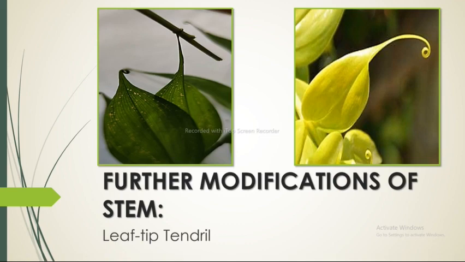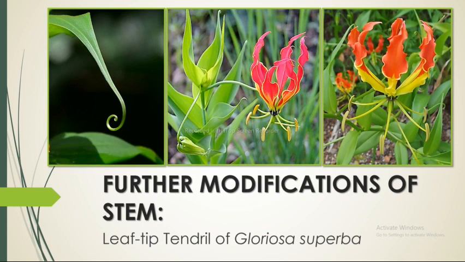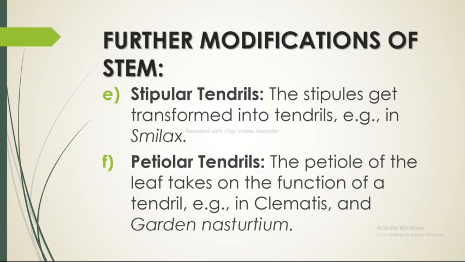Leaf tip tendril. So this is the leaf tip tendril of the further modifications of the stem as shown in the figure. This is leaf tip tendril of Gloriosa superba. You can see very clearly in this figure. So next is the stipular tendrils. The stipules get transformed into tendrils, for example, in the Smilax.